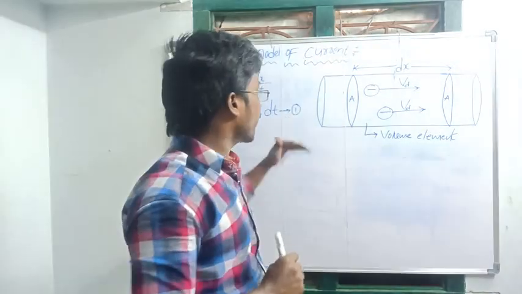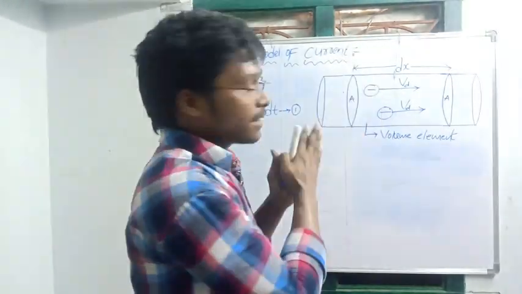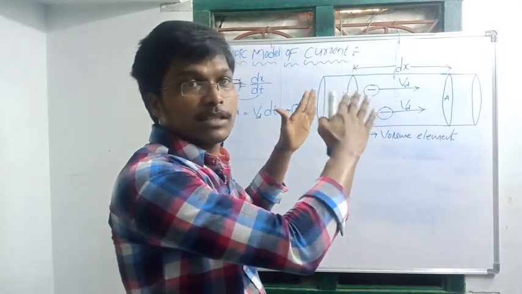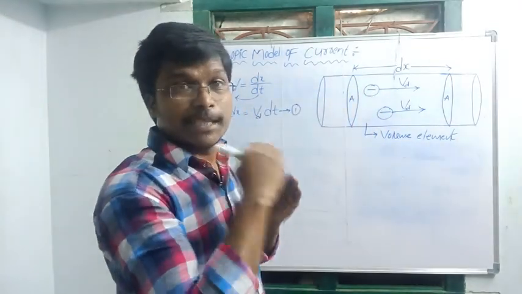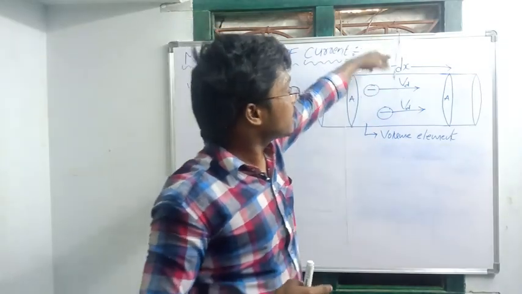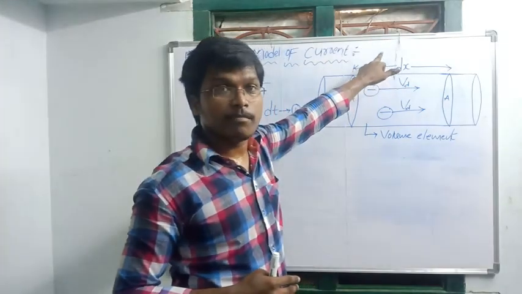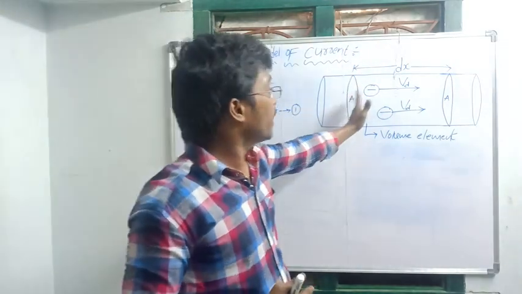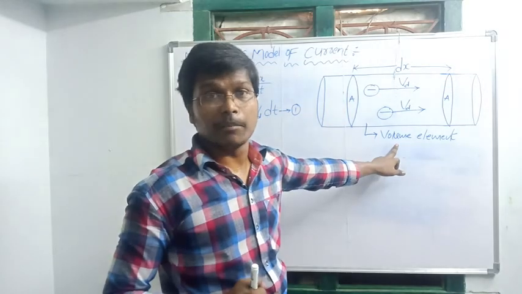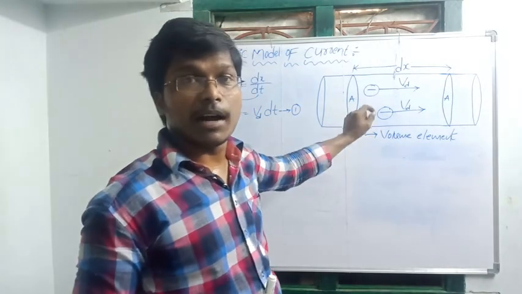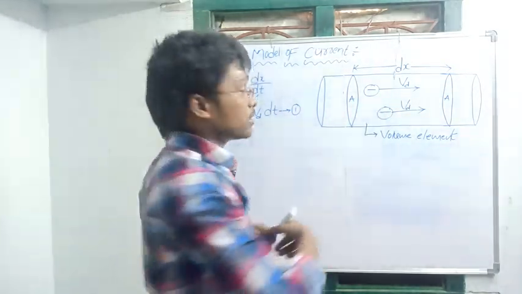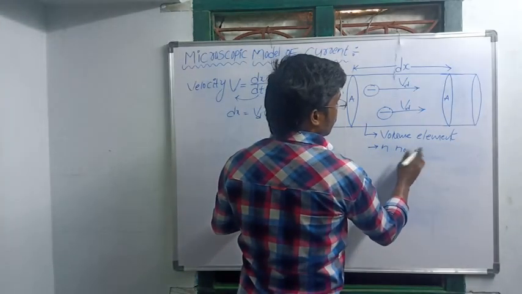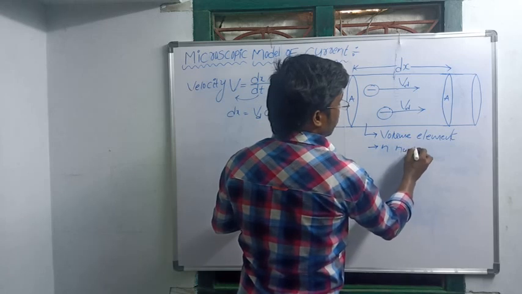Till here, what I did: let us consider a conductor. In that conductor take two areas of cross section. The two areas of cross section are the same. The displacement between the two areas of cross section is dx. Now the space between the two areas of cross section is the volume element. This volume element has n number of electrons.